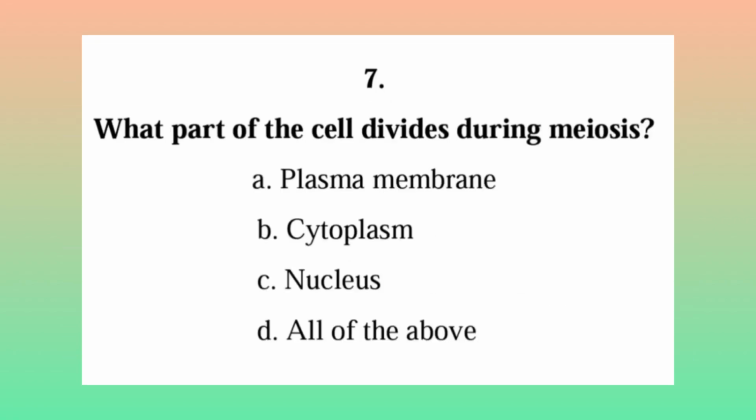7. What part of the cell divides during meiosis? A. Plasma membrane, B. cytoplasm, C. nucleus, D. all of the above. Answer: C. Nucleus. During meiosis, the controlling center of the cell, or nucleus, of this germ cell undergoes 2 subsequent nuclear divisions to produce 4 daughter cells with haploid number of chromosomes.